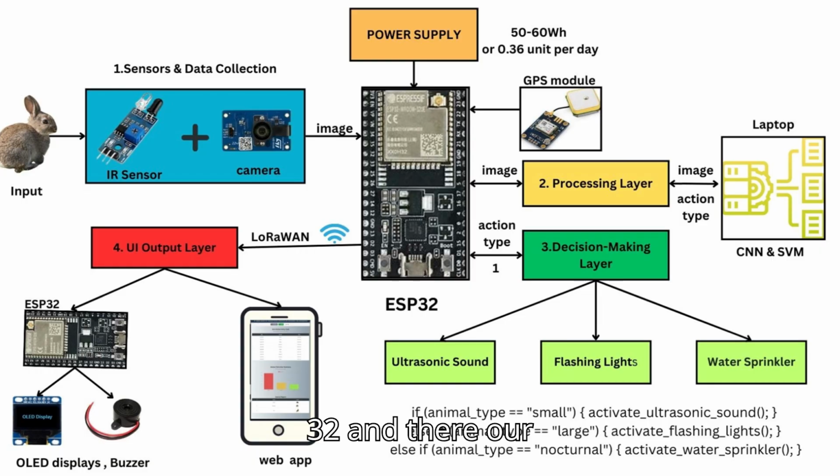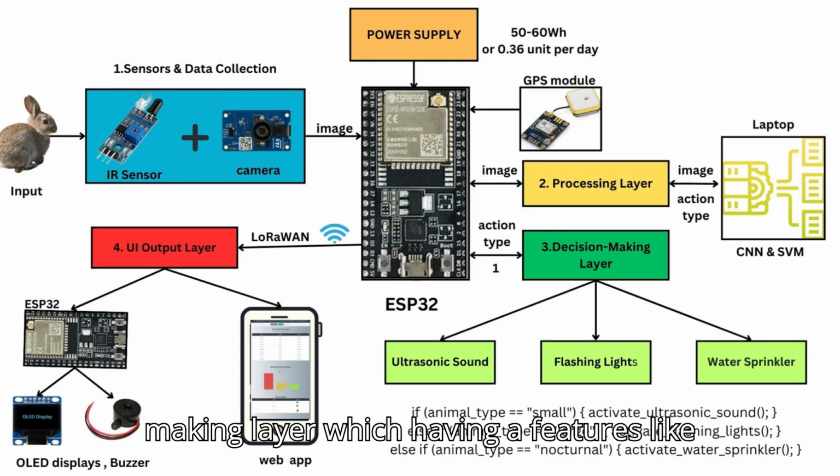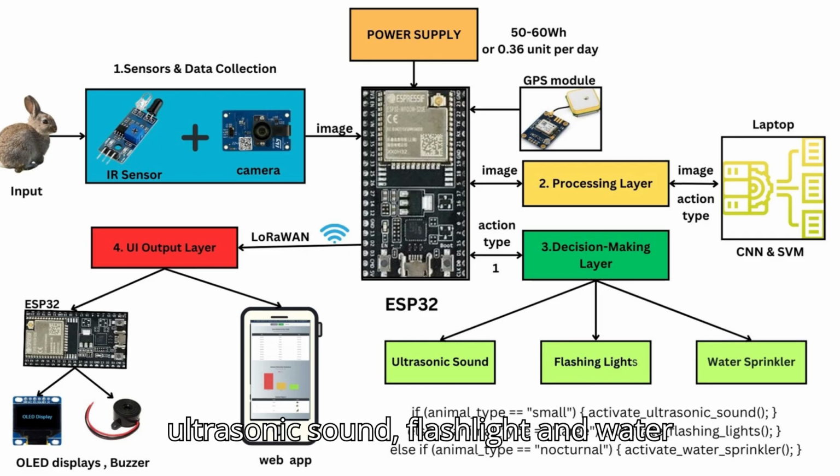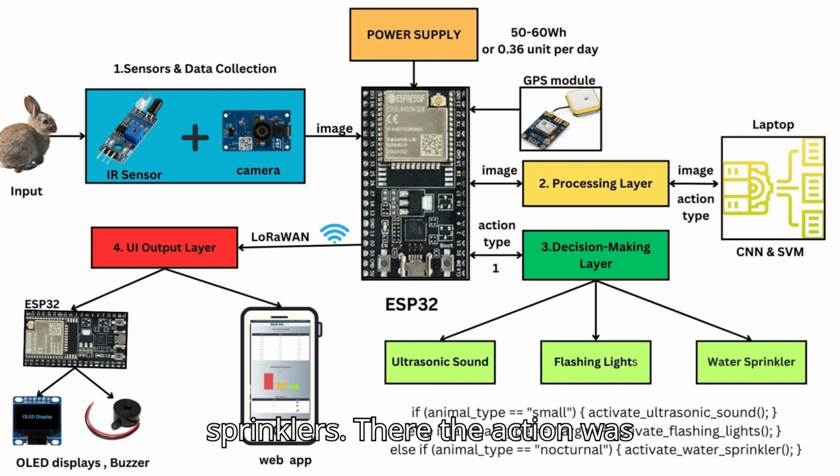There our third layer is the action-making layer, which has features like ultrasonic sound, flashlight, and water sprinklers. The action is taken according to the species. If the animal is small, it activates the ultrasonic sound. If the animal is large, it activates the flash. If the animal is medium size, it activates the water sprinklers so that we can deter the animal from the cropland.